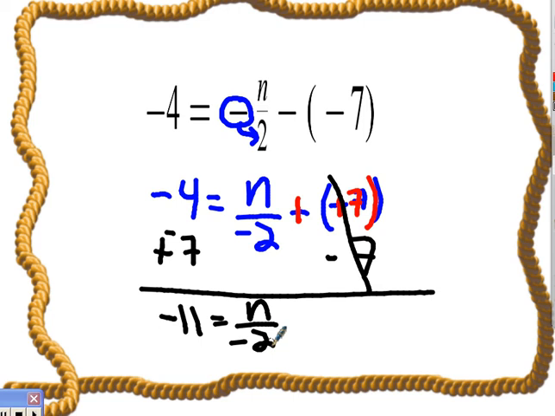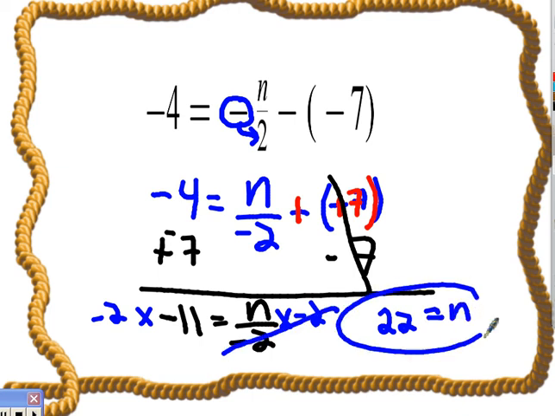Okay. Now I'm running out of space, so I'll just skip over here. Now I'm just going to multiply both sides by negative 2 like I would have with the one-step equations. And I get positive 22 is equal to n. Same as n equals 22. Let me check that out.